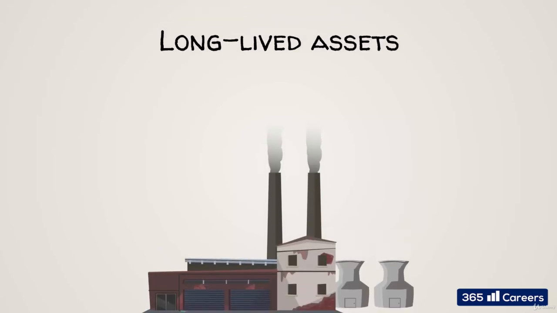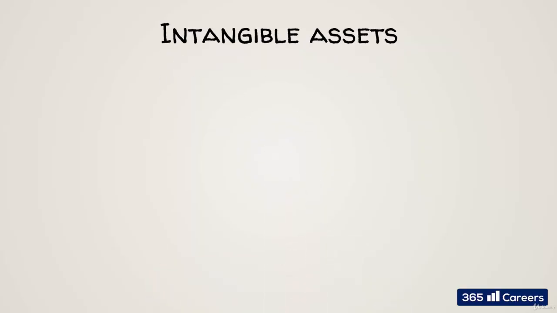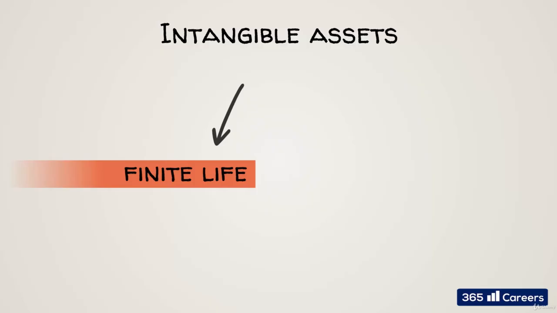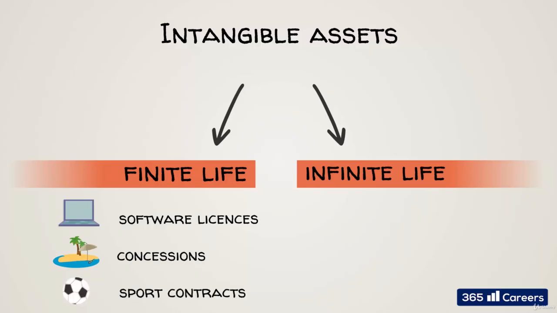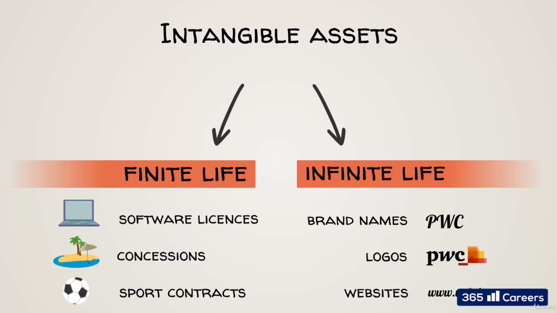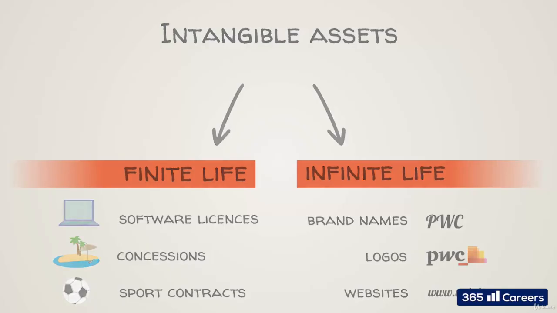Right. In this section of the course, we are talking about long-lived assets, and, to be honest, we are making excellent progress so far. Whenever we consider intangible assets, there is one important distinction we have to make. There are intangible assets with a finite life, and there are also intangible assets with an infinite life. Examples of intangible assets with a finite life are software licenses, concessions, sport contracts, and so on. And examples of intangible assets with an infinite life are brand names, logos, and even a company's website.